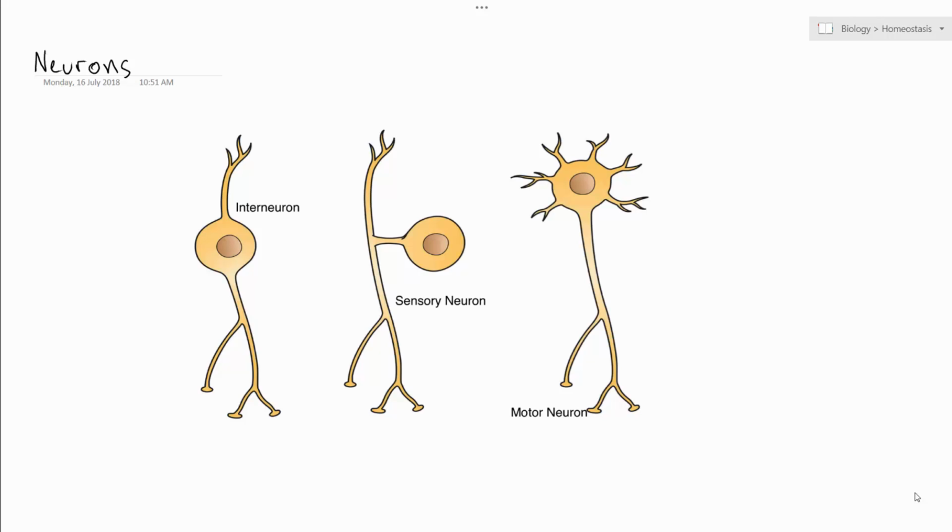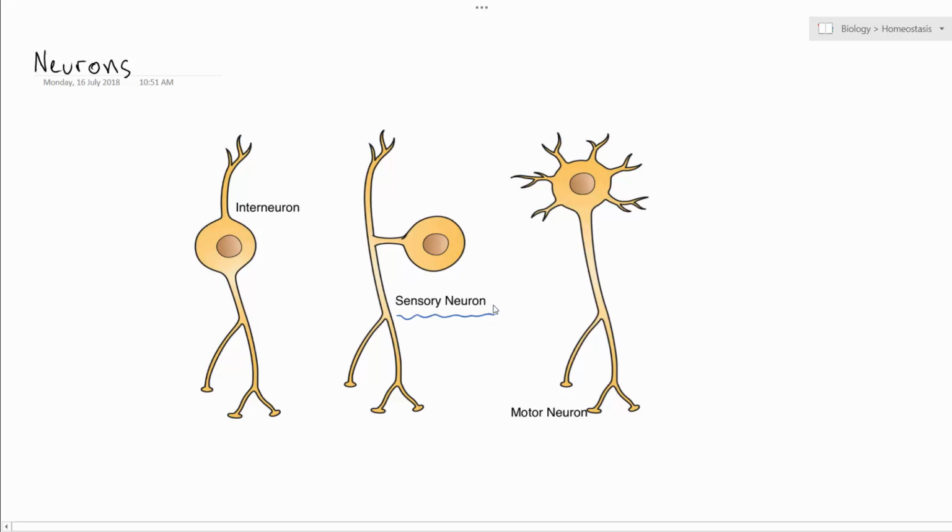This tutorial is going to look in a little bit more detail at neurons, and more specifically 3 different types of neurons, their different structure and their different role in transmitting messages within the body. So the first one that we're going to consider here are sensory neurons.